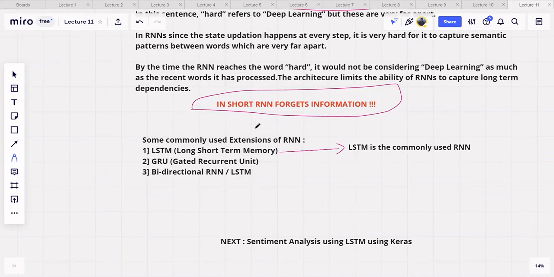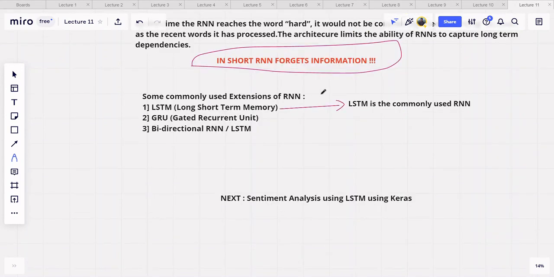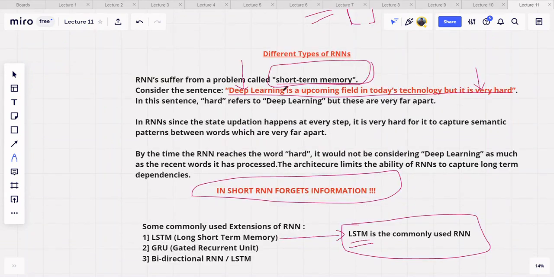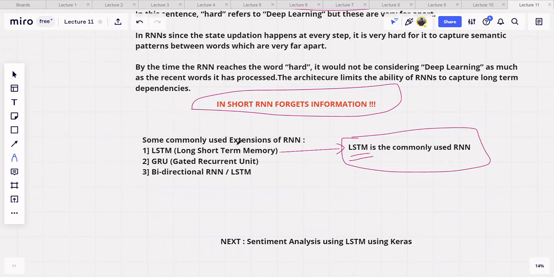So in order to counter this problem, we created many other extensions of RNN. Some of those extensions are LSTM, GRU, and bidirectional. Whenever we talk about recurrent neural networks now, we will most commonly be talking about LSTM, which is the first extension of a recurrent neural network. So keep this in mind: in order to counter the short-term memory problem, we created multiple extensions of RNN, which are very good at handling long-term dependencies.